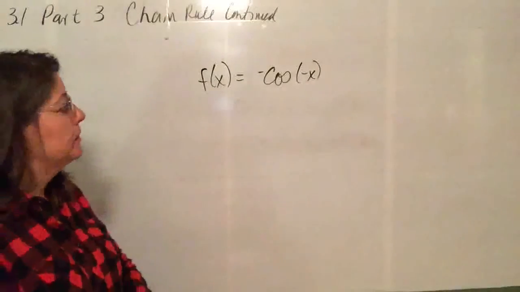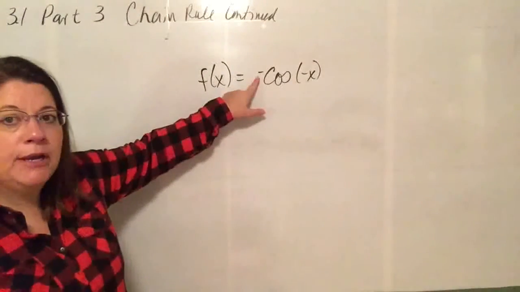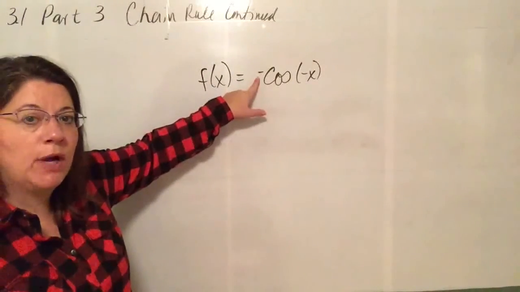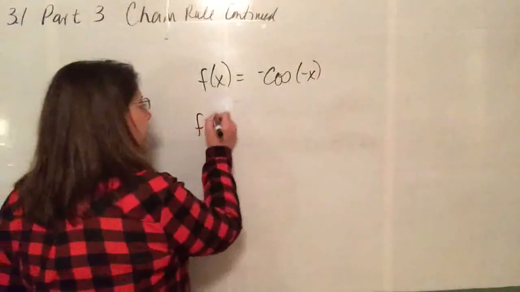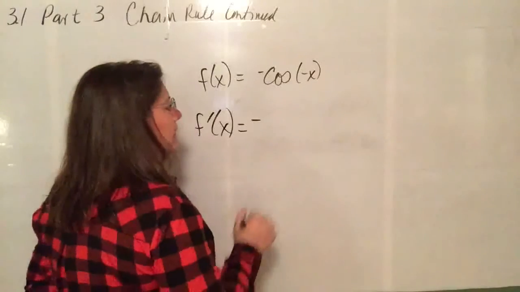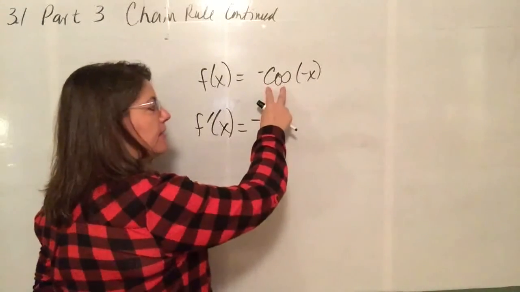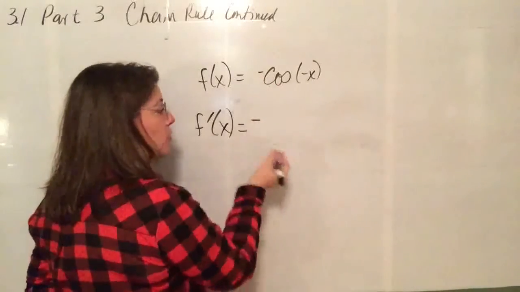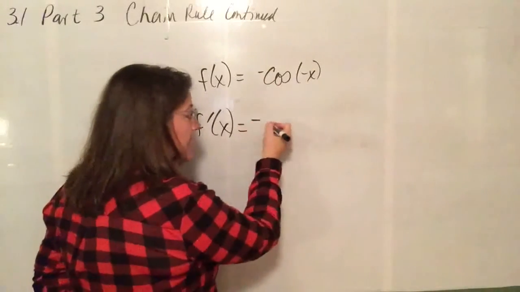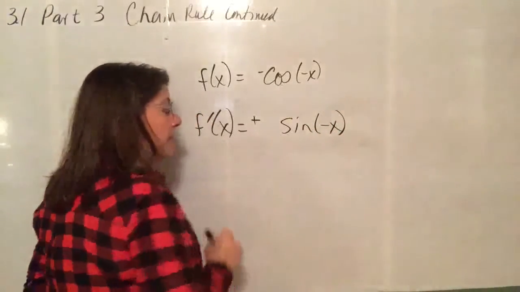In this one, doing the same thing, finding the derivative. Notice it's got a negative in front, so that's understood to be multiplied by -1. So I'm going to bring that -1 down as part of my answer. So I have the negative. And then remember, the derivative of cosine is negative sine. So if I do a negative, that's minus a negative sine of negative x. So that's going to end up being a plus.